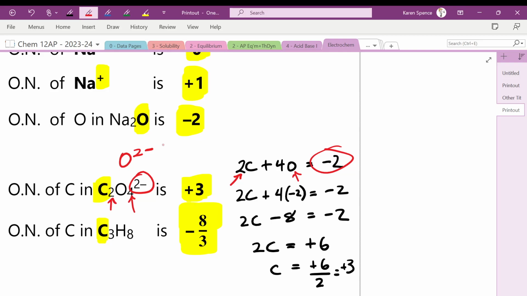And there are certain things that are just constant, like all your alkali metals. Have you ever known an alkali metal to have anything other than a +1 charge? No, therefore all alkali metals have a charge of +1. They all have an oxidation number of +1. How about group 2 metals, alkaline earths? +2, so they have an oxidation number of +2.